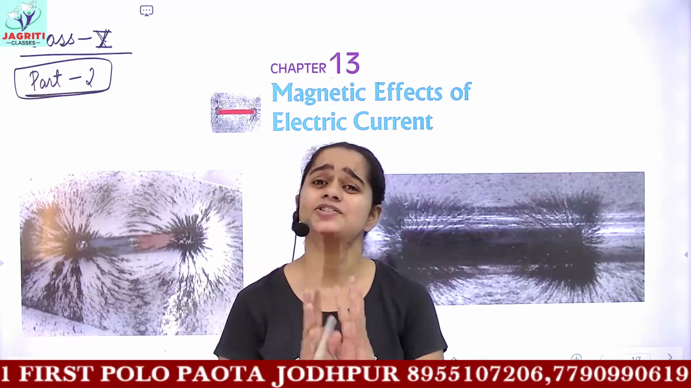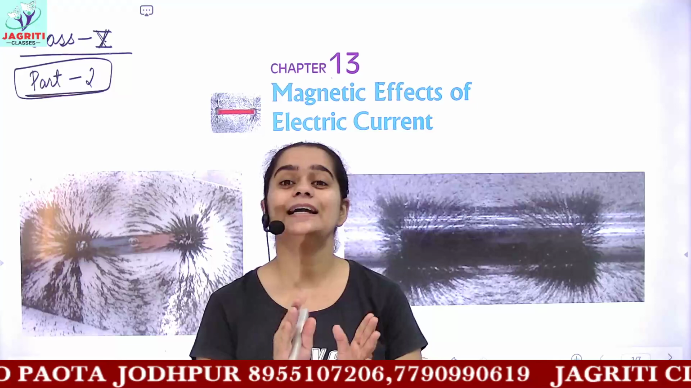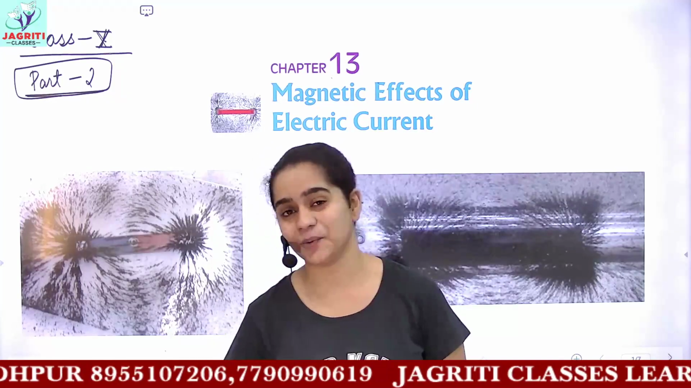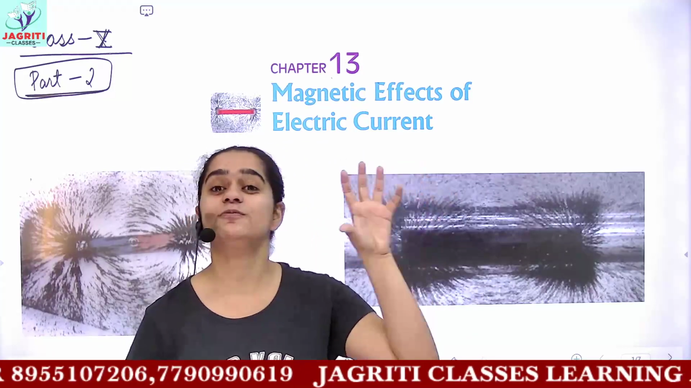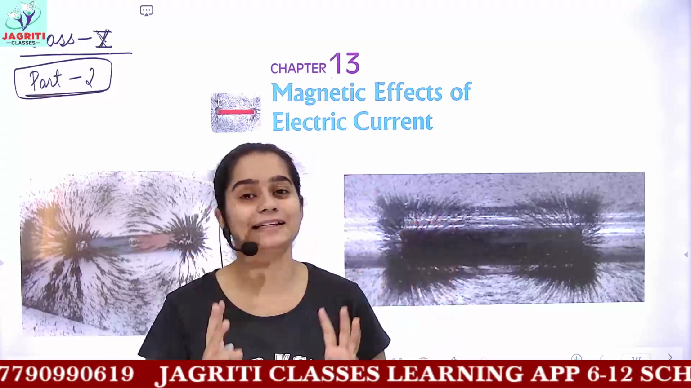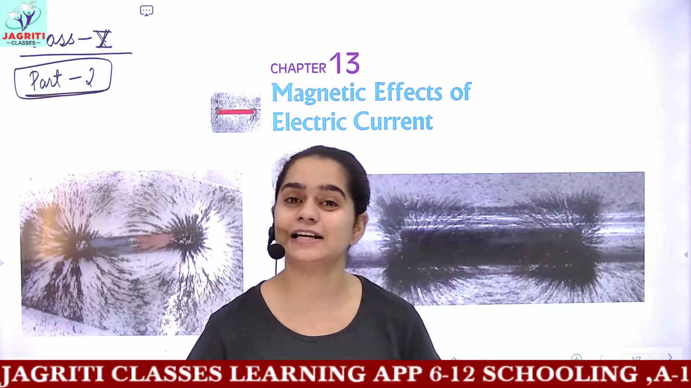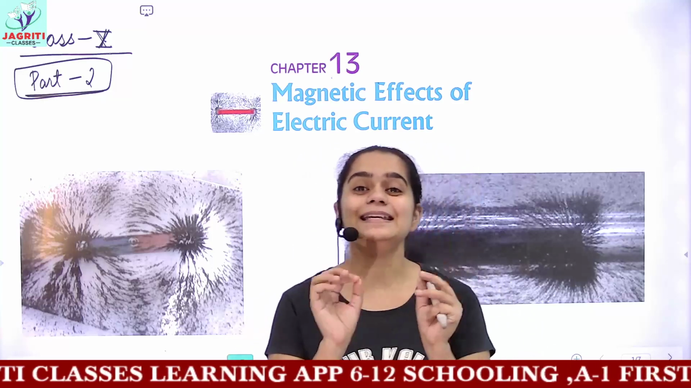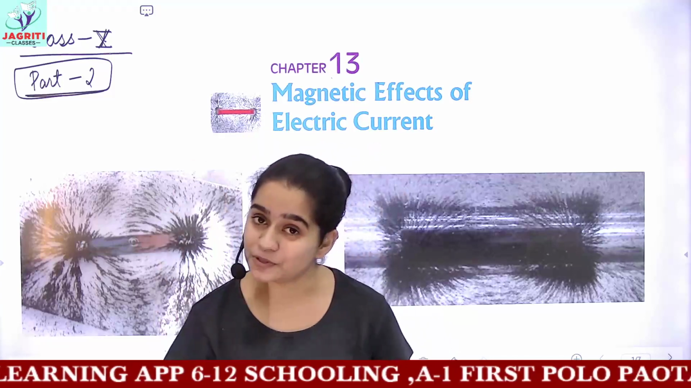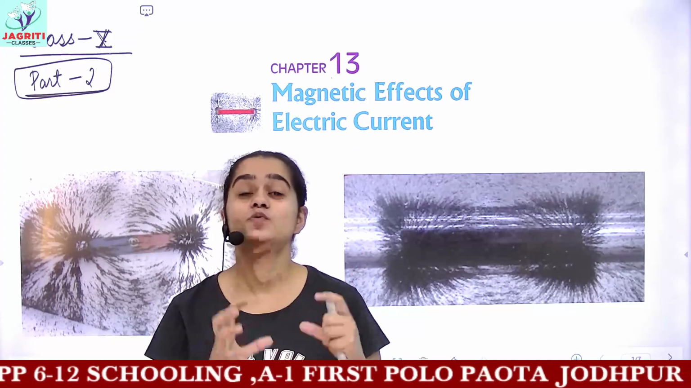So let's recap what magnetic field lines were. Magnetic field lines are imaginary lines which show the presence of a magnetic field. Wherever you have a magnetic field, you can depict it by drawing magnetic field lines. Then we discussed certain properties. These magnetic field lines are present in the form of closed loops. Then I told you about their direction.